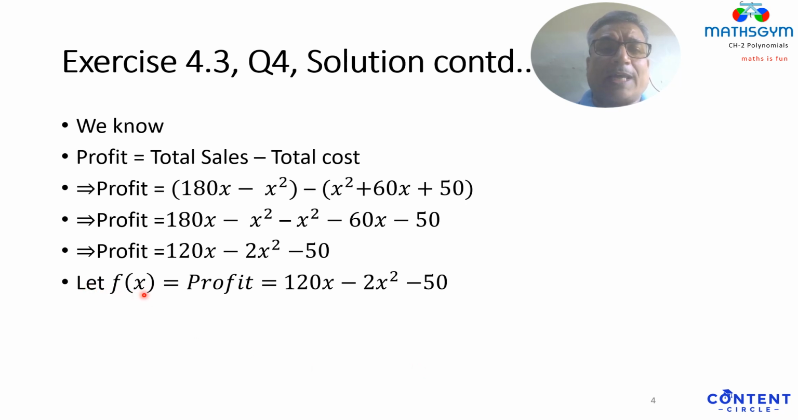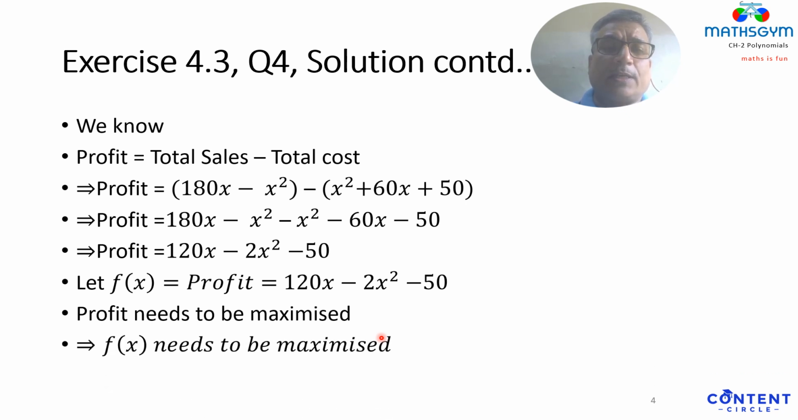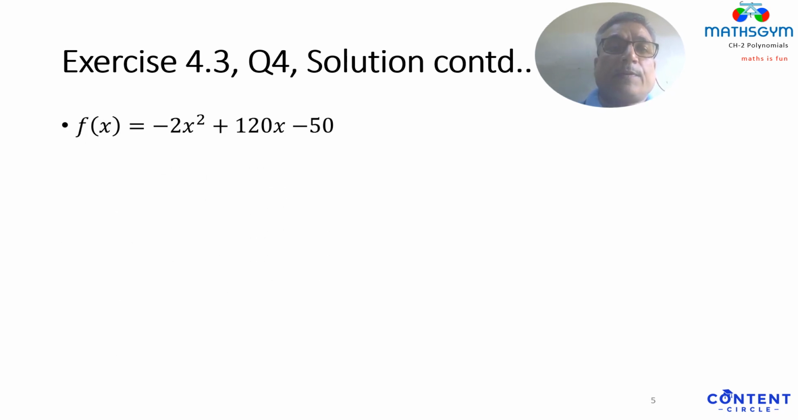Rearranging, let's call this profit function f(x). It is basically a function of x, where we get minus 2x square plus 120x minus 50. The question has asked us to maximize the profit. So basically, what it implies is that the function f(x) needs to be maximized. So it's a question of maxima. We need to find out for what units the function f(x) is going to be maximum. We have f(x) equal to minus 2x square plus 120x minus 50, and our job is to figure out for what value of x this profit f(x) is going to be maximum.